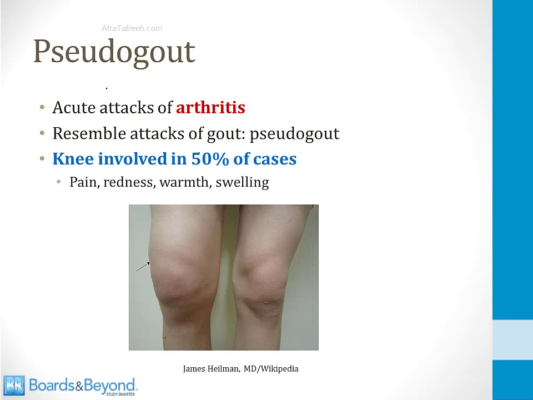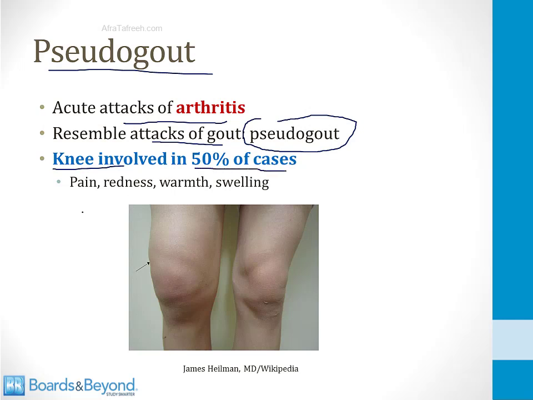The second way that CPPD can present is as pseudogout. Pseudogout is an acute attack of arthritis that resembles an attack of gout. That's why it's called pseudogout. And the classic joint to be involved in an attack of pseudogout is the knee. The knee is involved in 50% of cases. Patients present with pain, redness, warmth, and swelling, just as is shown in this picture on the screen here.